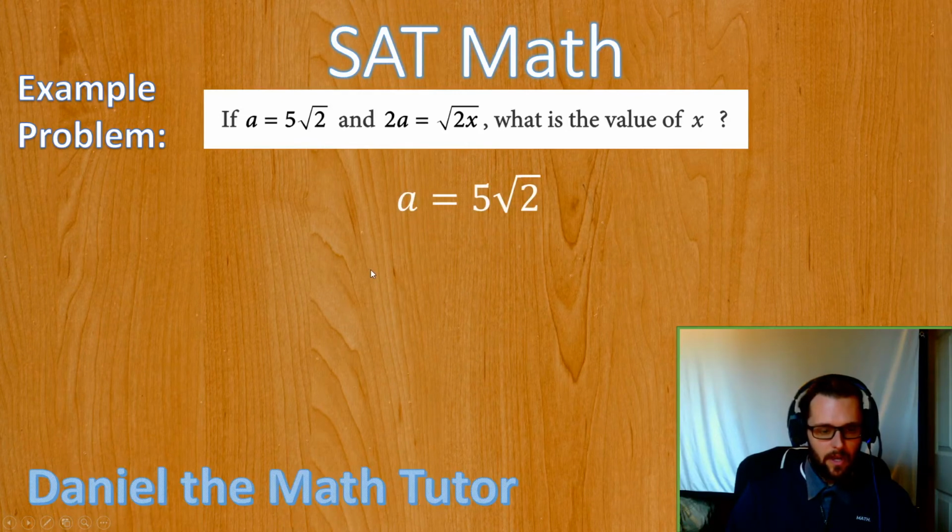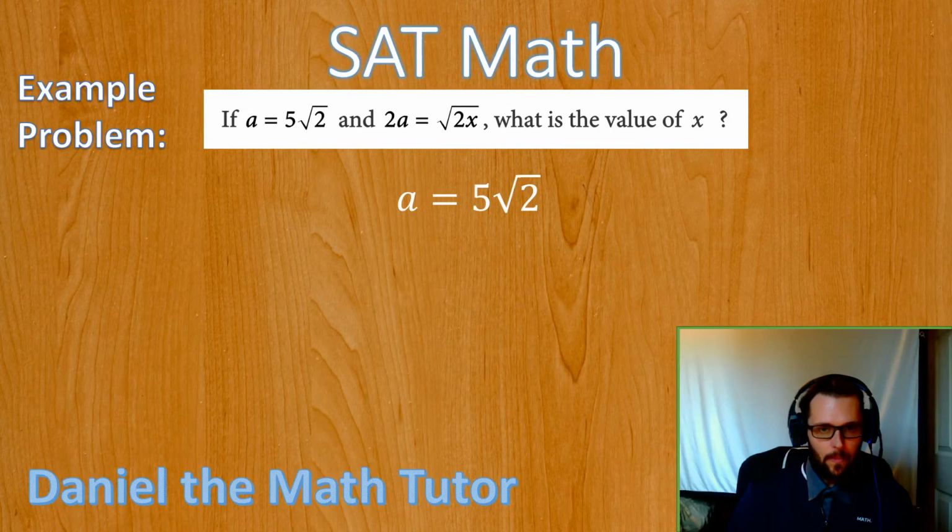So write that. To solve for x, look at that equation that contains x. Which equation in the problem contains x? The second one: 2a equals the root of 2x. So this one contains x. So what we need to do is substitute the value of a, 5 root 2, into the second equation.